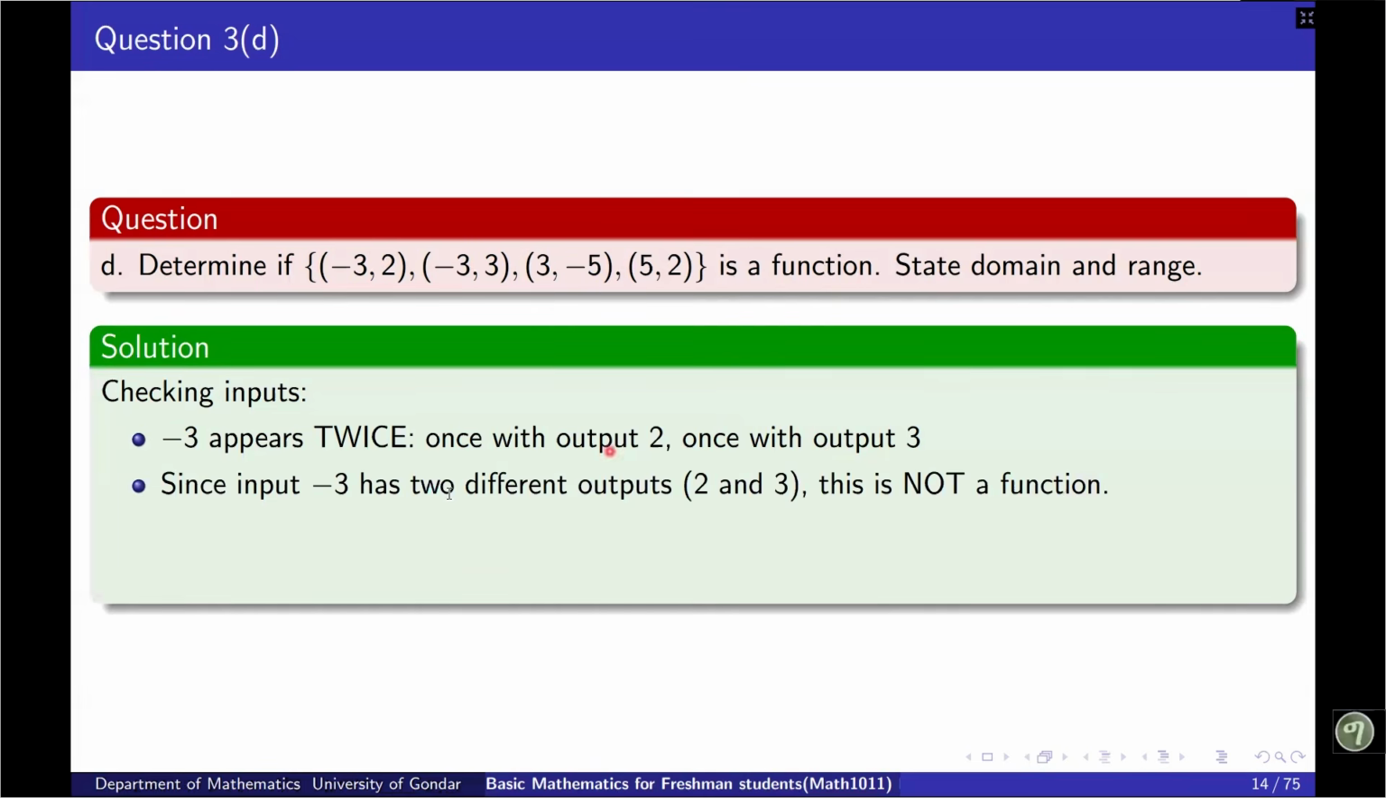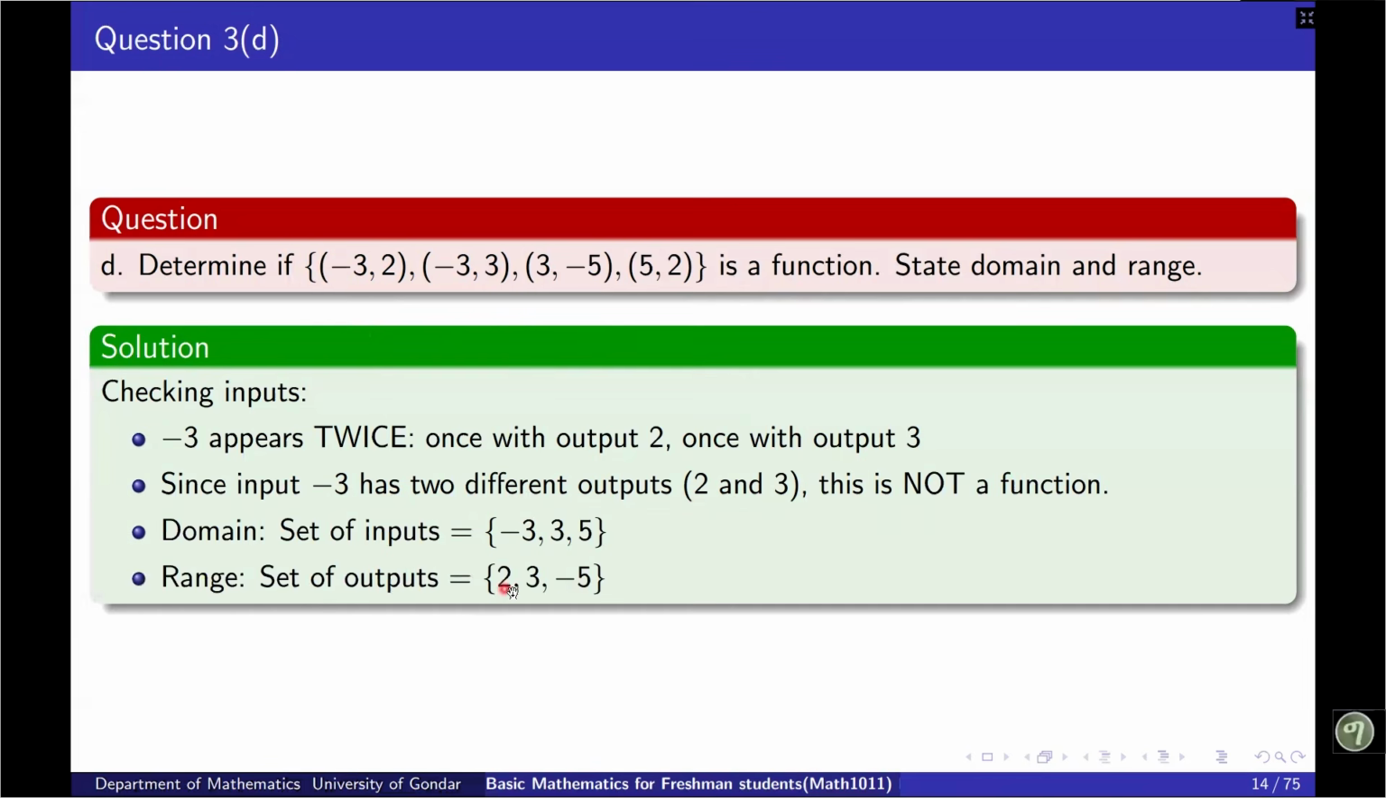And since input -3 has 2 different outputs, 2 and 3, the relation cannot satisfy the condition to be a function. And the domain is the set of the first coordinates, that's -3, 3 and 5, and its range will be 2, 3, and -5.